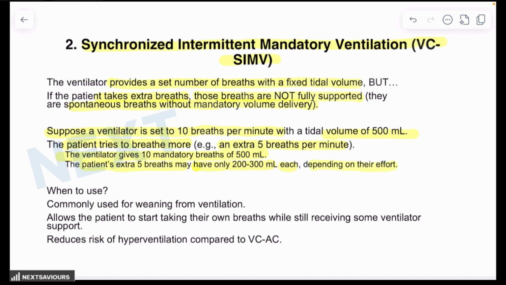So as you can very clearly see, it is usually used in cases like when the patient is getting weaned from ventilation. It allows the patient to start taking their own breaths while still receiving some ventilator support, and it reduces the risk of hyperventilation compared to the fully controlled mode of VCAC. So hope you have understood what these two volume controlled modes are.